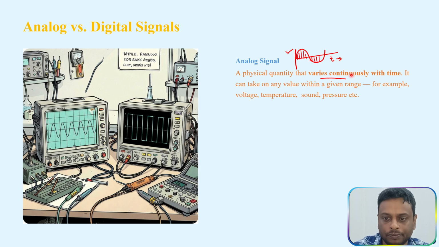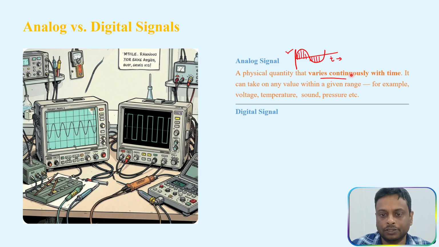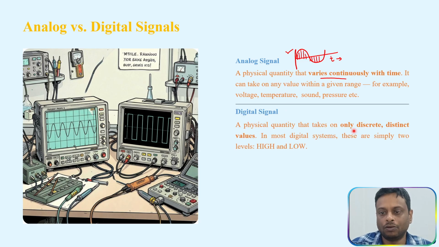But in case of a digital signal, what do we have? A digital signal is a physical quantity that takes only discrete or distinct values. In most digital systems, there are simply two logic levels, high and low. You can see over here two levels, either low or high. In a digital system we have two values, either 0 or 1. You can see over here, this is 0 and this is 1.